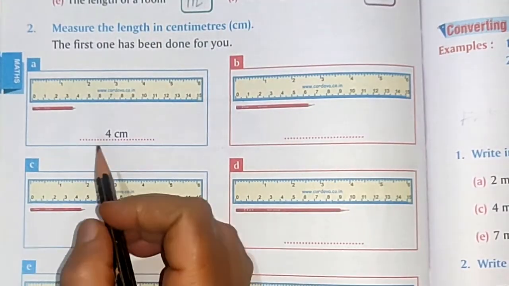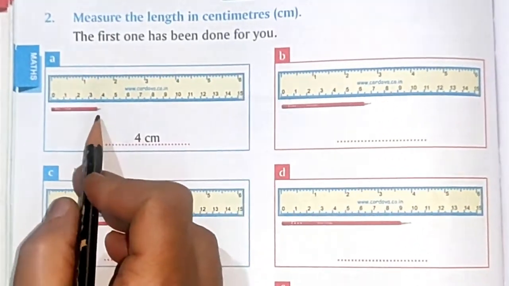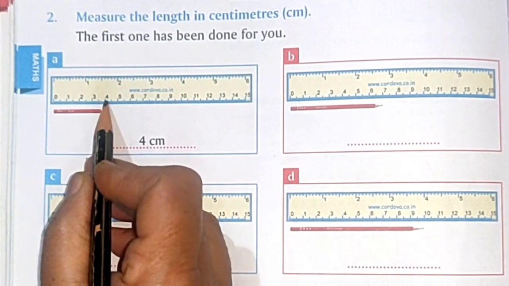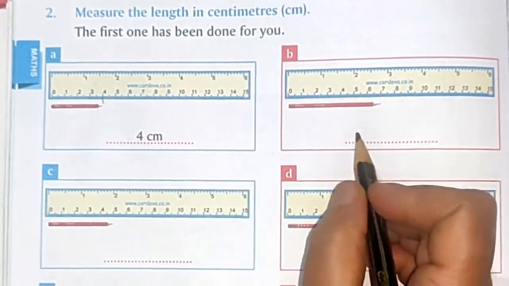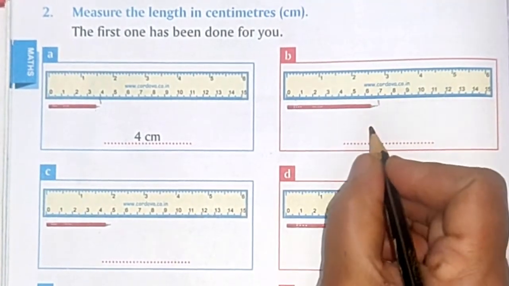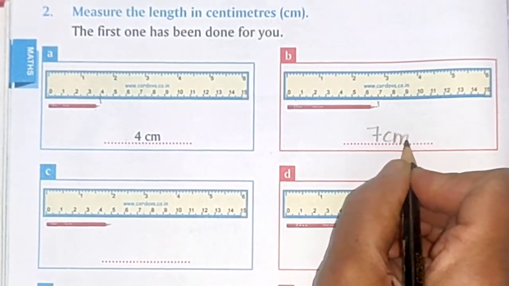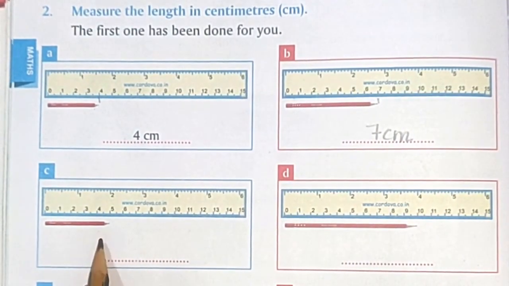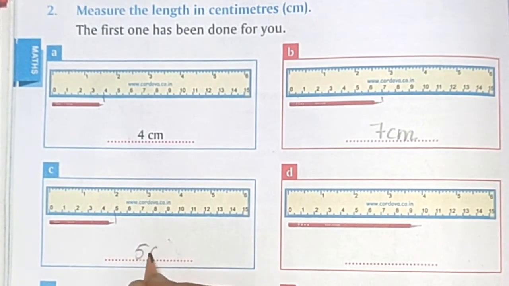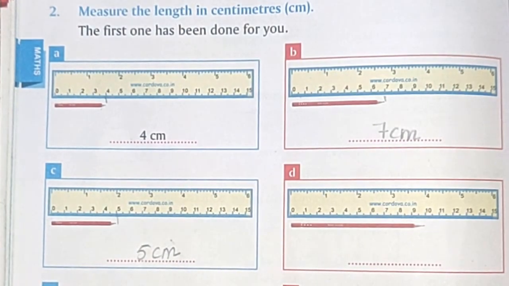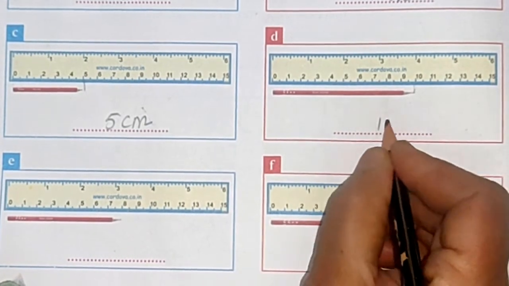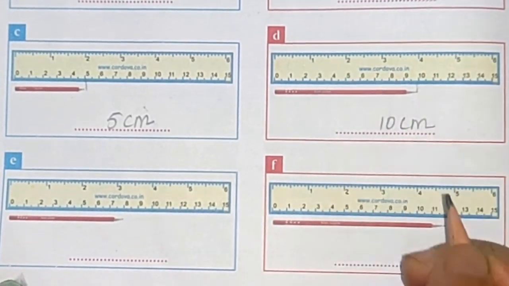Understood? Now here, we have to see the pencil. What's the length of this pencil? It is 4 centimeters. See the marking here. This is in centimeters. The first one is done for you. Now look at the second pencil. What is the length of this pencil? It is 7 centimeters. So just write 7 centimeters here. Let us see this pencil. It is 5 centimeters. So write 5 centimeters here. Now this is how many centimeters? The length of this pencil is 10 centimeters. So just write 10 centimeters here.